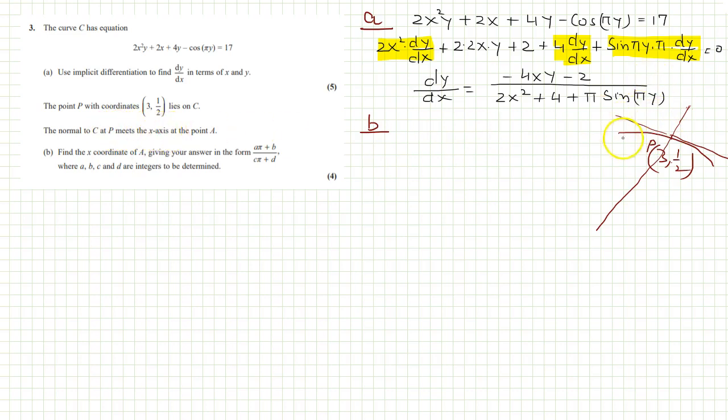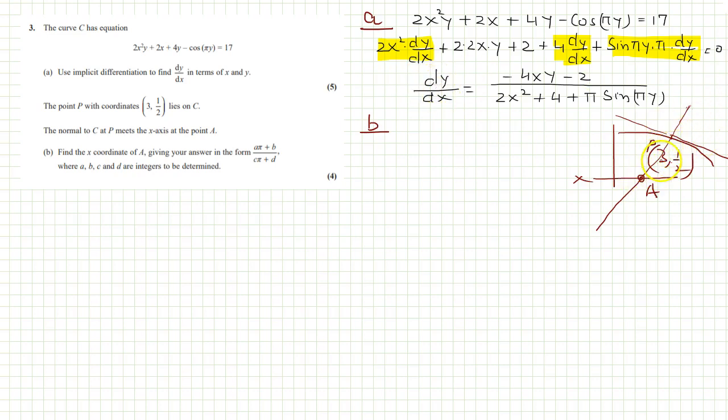Meet the x-axis. Suppose this is the axis. Meet the x-axis at point A. Find the x-coordinate of A. To find the x-coordinate, we have to find the equation of the normal.